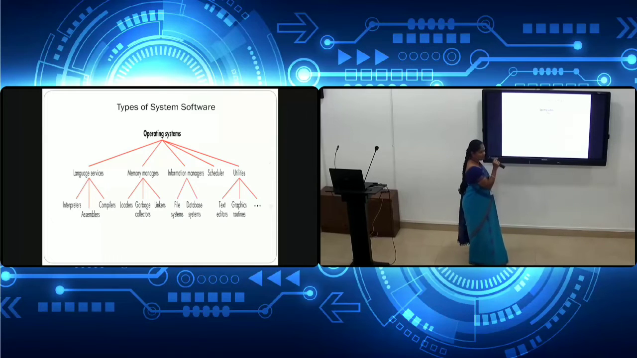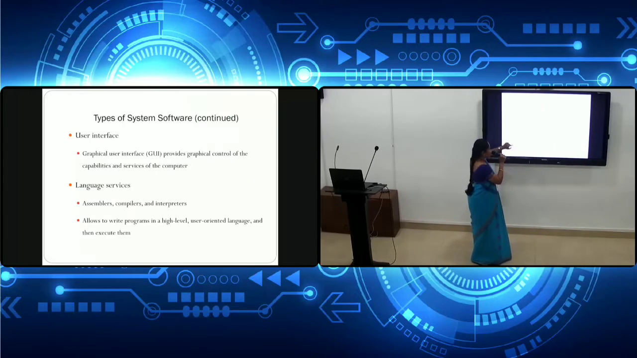Types of system software: the operating system can be divided into language services, memory manager, information manager, scheduler, and utilities. The user interface is the GUI, the graphical user interface. It serves as the computer's interaction layer and is very interactive. Language services has three different types of domains: the application domain, the programming language domain, and the execution domain. A domain is a specific area.